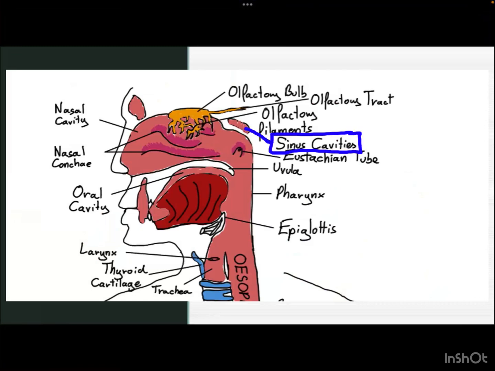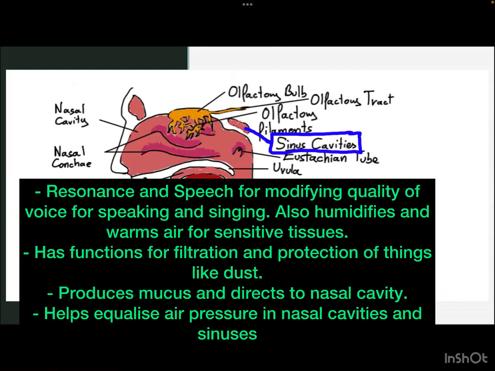The sinus cavities are air-filled areas within the bones of the face or skull. They have several functions, including resonance in speech, which allows for the modification of the quality of vocal sounds. This allows us to produce a better sound when speaking or singing. They also help with humidification and warming of air for your sensitive tissues, and with filtration and protection to trap things like dust, pathogens, and the like. They also produce mucus and direct it towards your nasal cavity, which helps prevent blockages or infections as well.